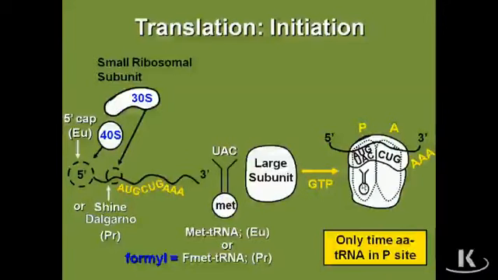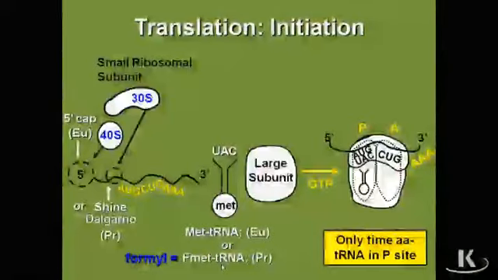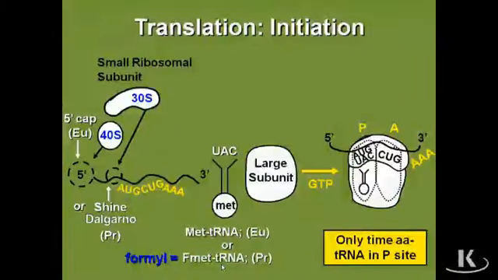A couple of other key points. Number one, in eukaryotes, it's methionine attached to the tRNA that's going to come into the P site. One way we can differentiate prokaryotic translation from eukaryotic translation is that it's formylated methionine. So there's going to be a little formyl group attached to the methionine when we're thinking about prokaryotes. That's a slight subtle difference between prokaryotic and eukaryotic translation.